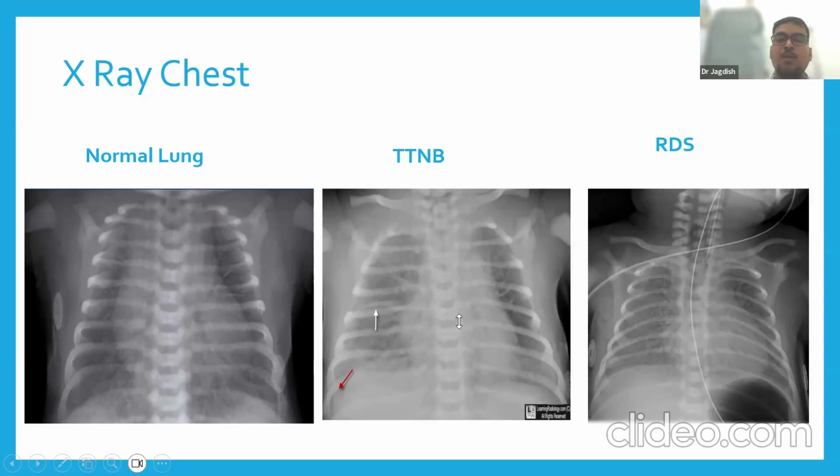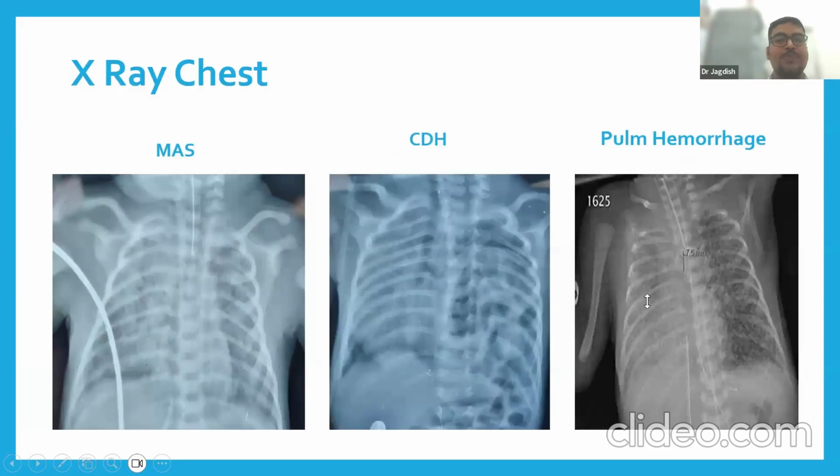So we have a normal lung field, we have slightly echogenic lung fields with fissure in the lung with pleural effusion. Then the diagnosis may be transient tachypnea of newborn, but again, transient tachypnea of newborn is a diagnosis of exclusion. In RDS, what you see is a low volume lung, and you can see the reticulogranular pattern in both the lung fields.